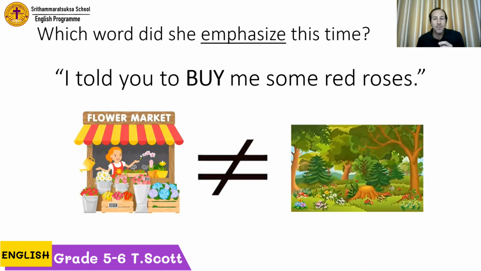I didn't go to the store. I went to the forest. I didn't buy the roses. I found them in the wild. I picked red roses from the forest. I'm in trouble because she asked me to buy the red roses, but I went to the forest instead. Let's try another one. I think this is the last one.